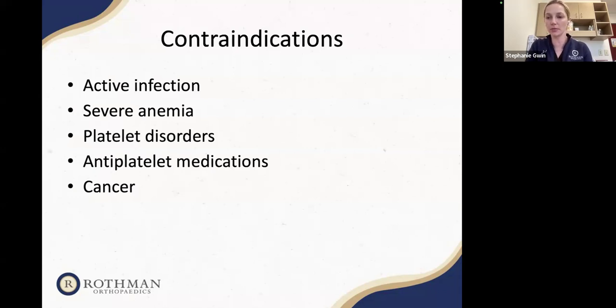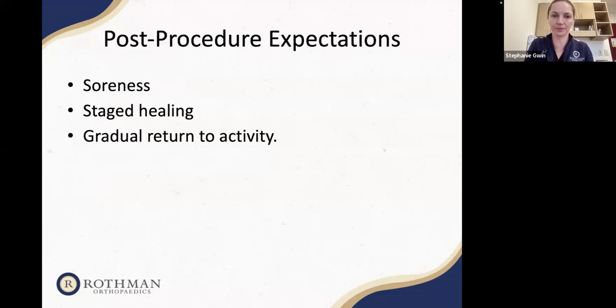If you're on antiplatelet medications, especially if it's related to a stroke or a heart attack, say you've had a stent, those are not medications we can stop. And we don't want to be injecting platelets that we're also intentionally giving you a medication, so they won't work. And then cancer concern is a theoretical risk for metastasizing anything. The growth factors help with angiogenesis, which is creating blood flow, which provides nutrients, which could in theory feed something.